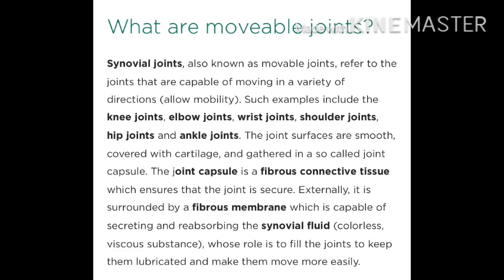The joint surfaces are smooth and covered with cartilage and gathered in a so-called joint capsule. The joint capsule is a fibrous connecting tissue which ensures that the joint is secure externally. It is surrounded by a fibrous membrane which is capable of excreting and reabsorbing the synovial fluid, a colorless viscous substance whose role is to fill the joint to keep it lubricated and make it move more easily.